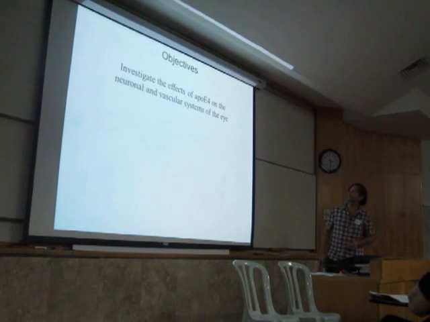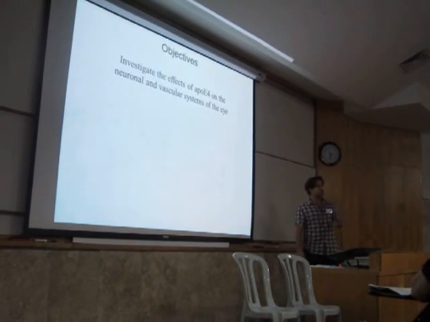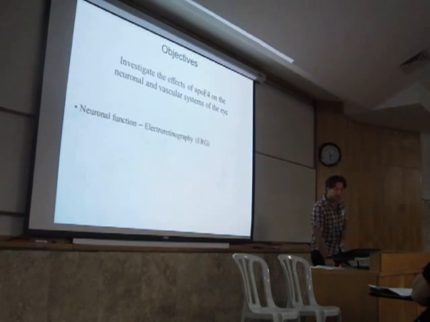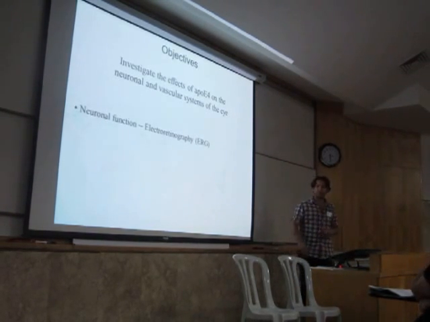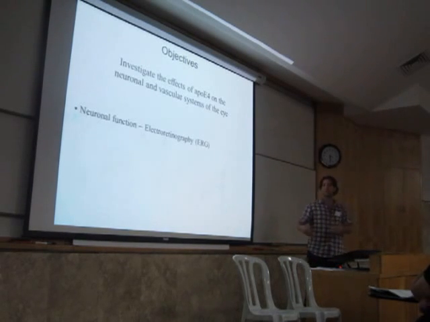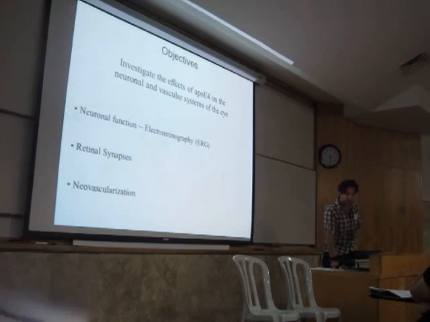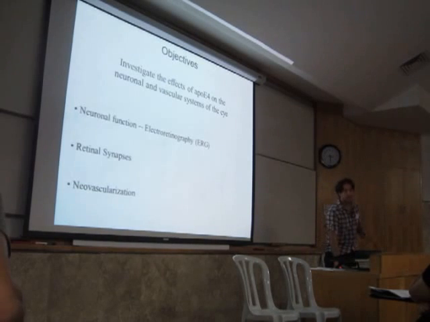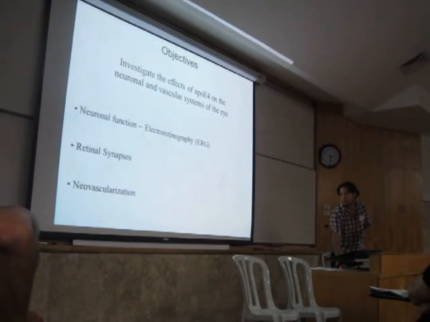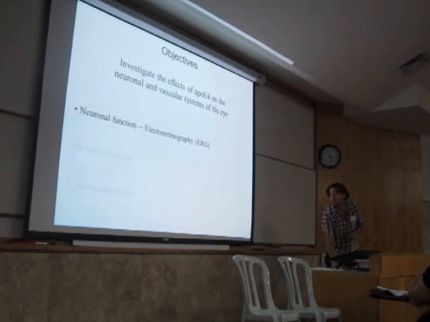So, as I said, the objective of my research was to investigate the effects of ApoE4 on both neuronal and vascular system of the eye. And to do so, we first want to look, in opposite to what Danny said, we first look on behavior or functionality of the retina. Then we're going to look on the suspects, and finally to look on neovascularization as a system to investigation of vascular system.